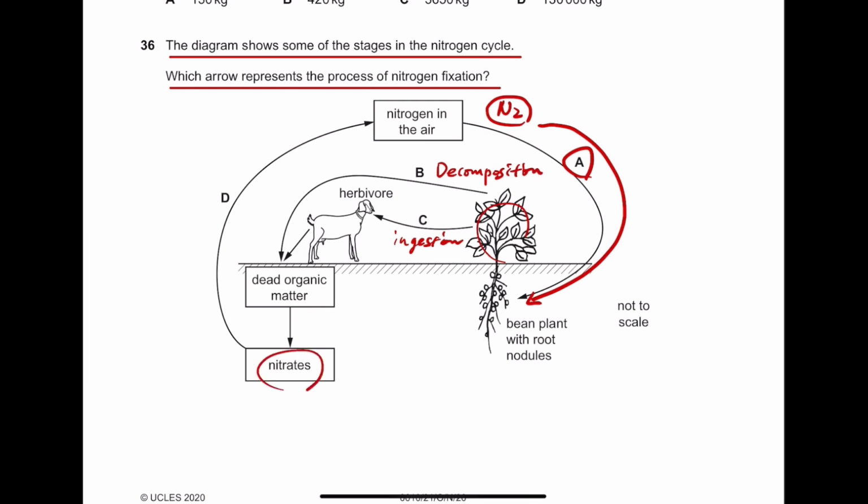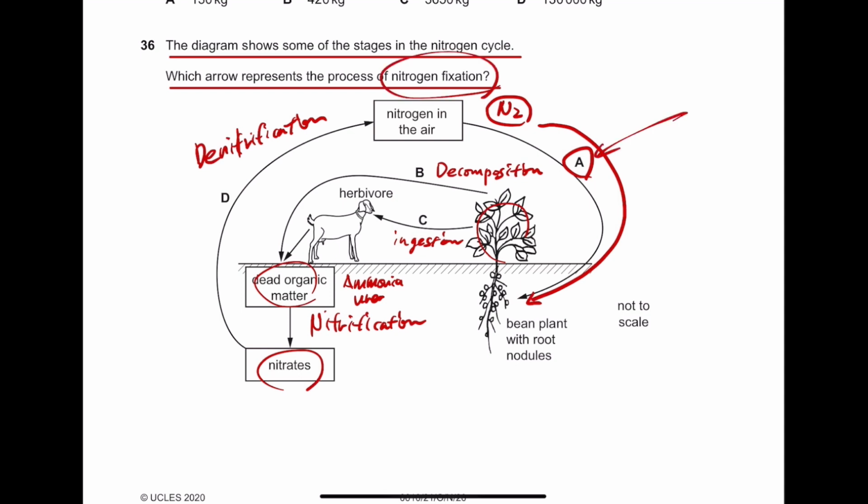And they become nitrates, and this process is called nitrification. So dead organic matter, like ammonia or urea, if they become nitrates, then the process is called nitrification. And if the nitrates become nitrogen gases, that process is called denitrification. Okay. So anyway, this question is asking which process is nitrogen fixation. So the answer should be A.